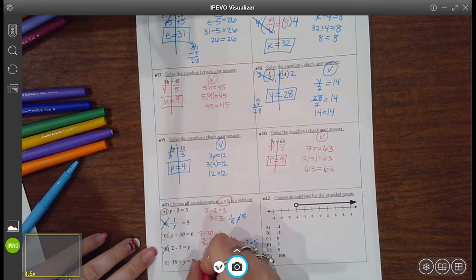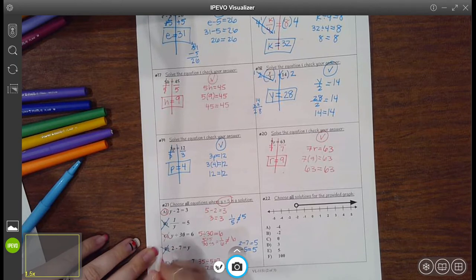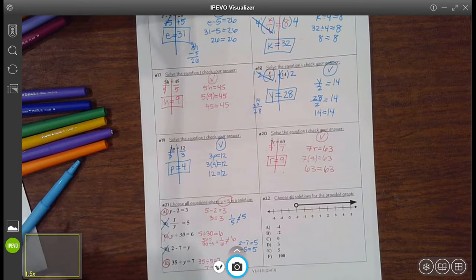And then this one, you have 35 divided by 5 equals 7. Well, 35 divided by 5 is 7. Bring down your equals, bring down your 7. That is a true statement. So A and E were the only ones that actually worked.